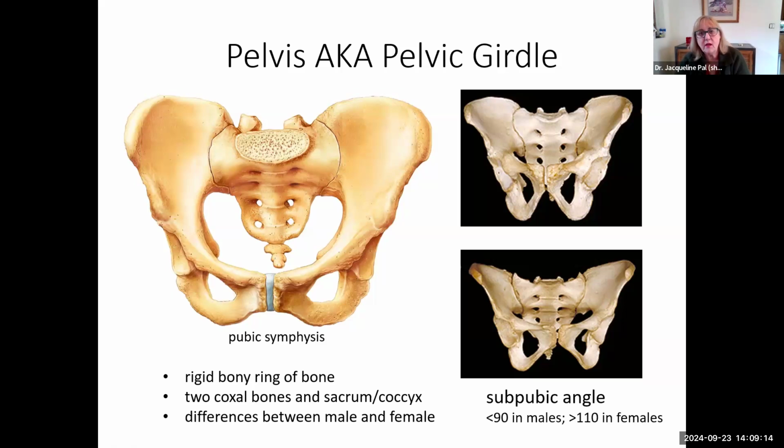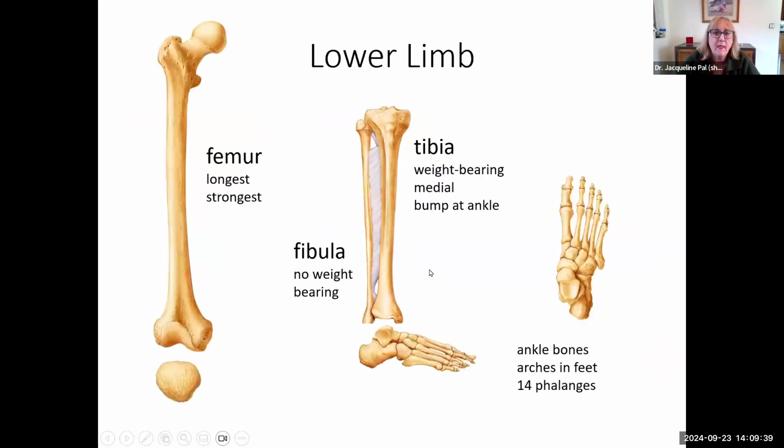Because this is called the subpubic angle. And in men, as seen in this upper one, it's going to be less than 90 degrees. And in women, it's going to be 110 degrees or more, because you gotta have space for that baby's head to be coming out here. So the angles are going to be bigger.